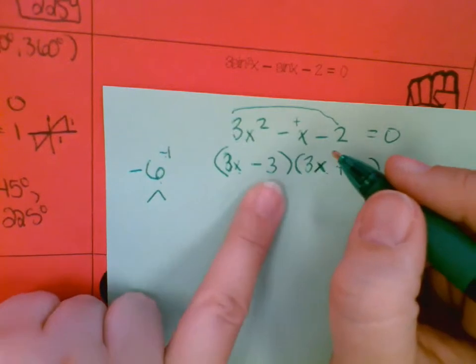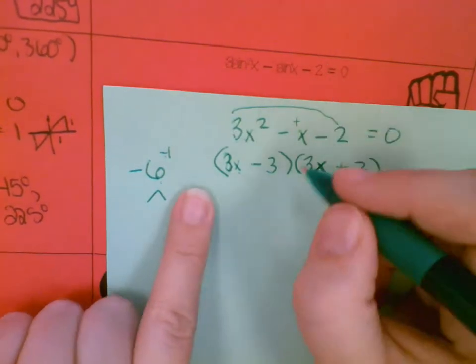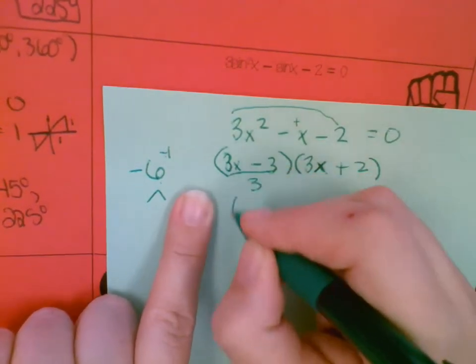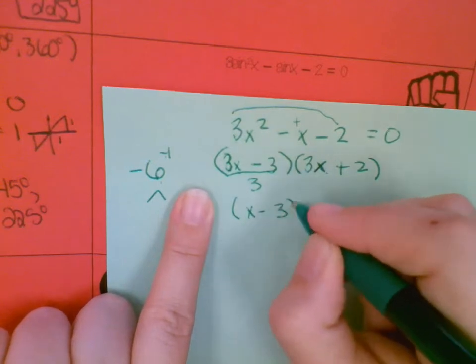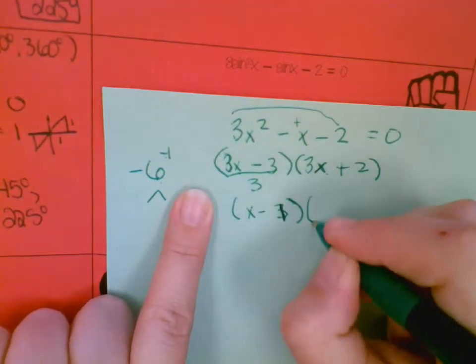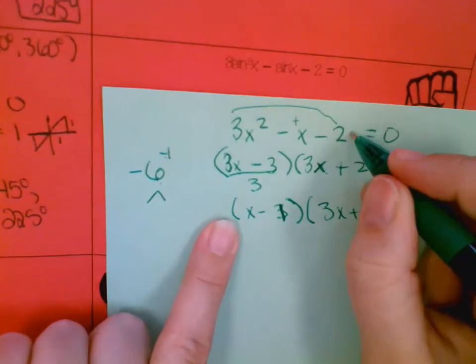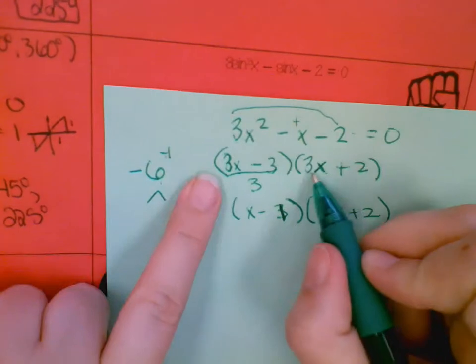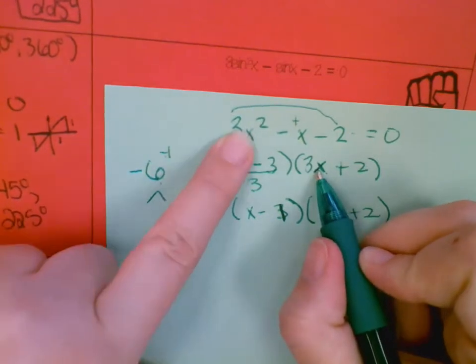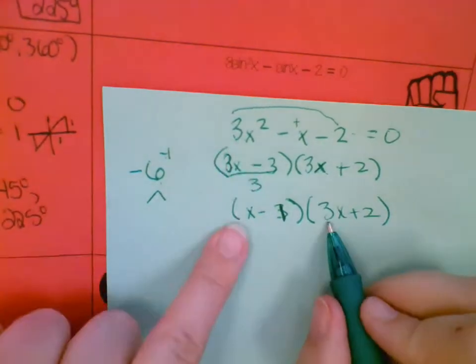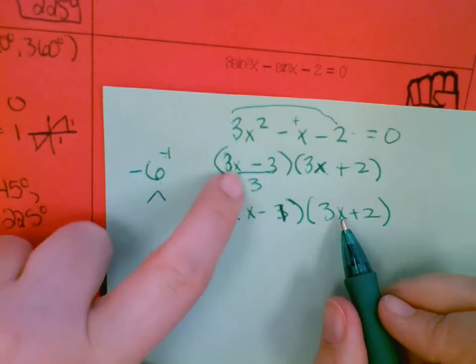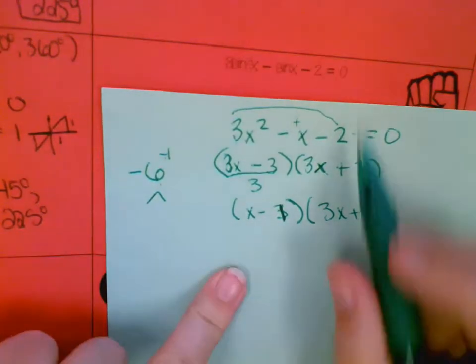So in this first parenthesis, there's an extra factor of 3, so we can divide out that 3. So we get x minus 1 times 3x plus 2. So this is the factors of this. Okay, this one doesn't work because 3x times 3x is 9x squared, but we want a 3x squared. So we've got to get rid of that extra factor like we did here in step 2. So this is how we would factor this.